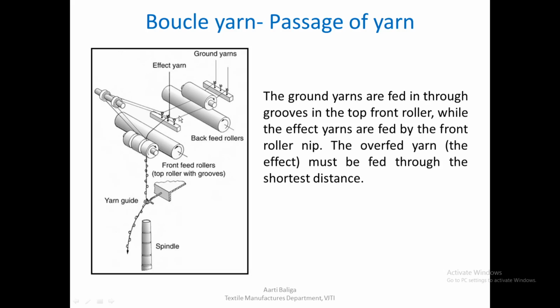The ground yarns, as they are being brought to the front, pass through the grooved front roller pair, so that these grooves do not control these ground yarns. As we have already discussed, ground yarns are only controlled by the back rollers, whereas the effect yarn is only controlled by the front roller over here.